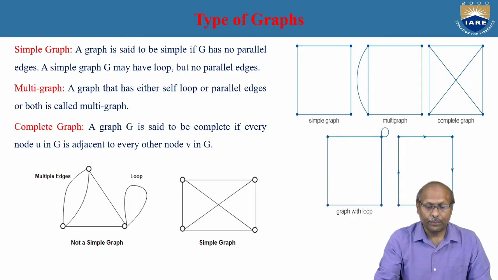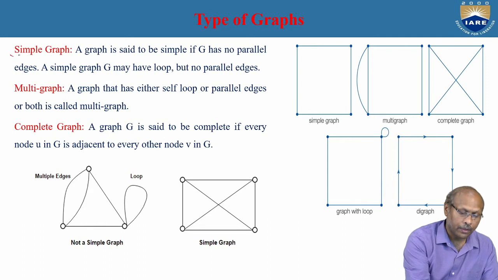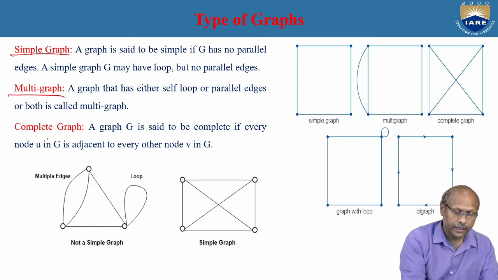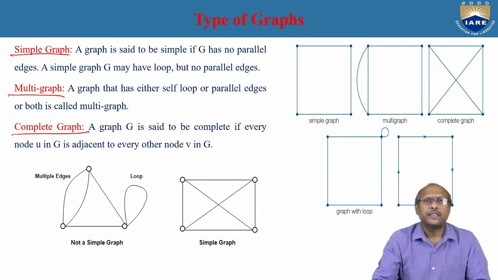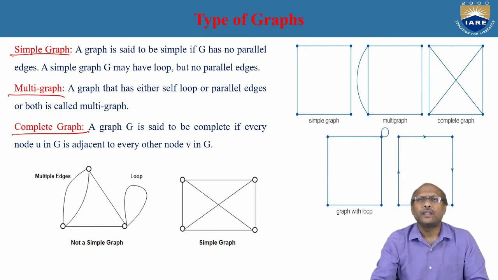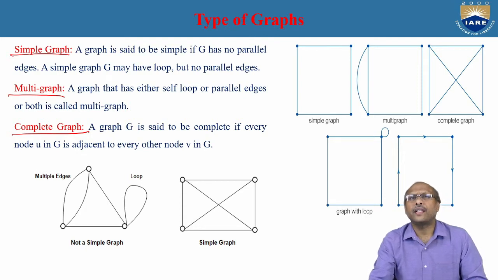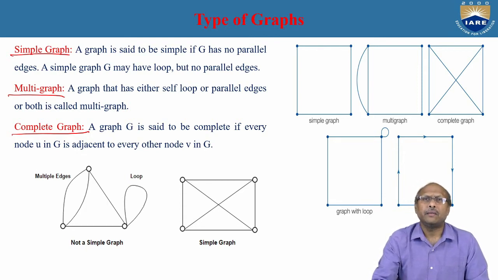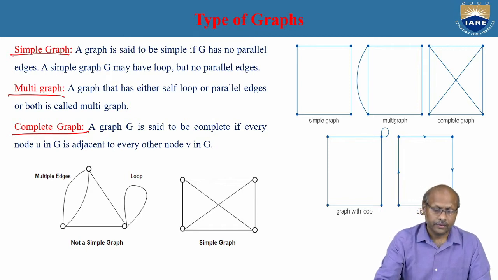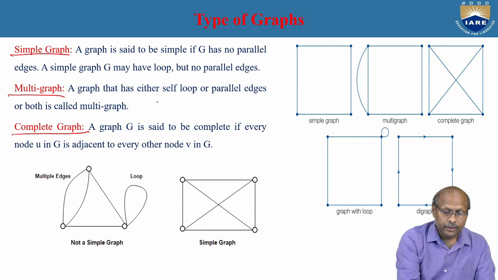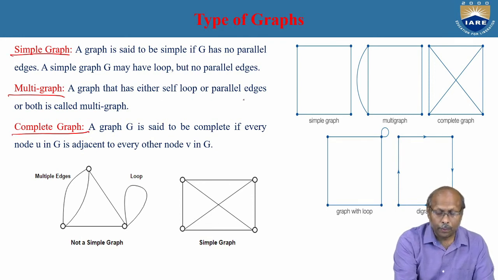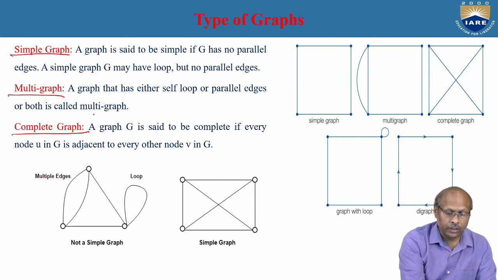And there are different types of graph. First one is simple graph. Next is multi-graph. Next is complete graph. A graph is said to be a simple graph if G has no parallel edges. A simple graph G may have loop but no parallel edges. If there is no loop and no parallel edges, then that is simple graph. A graph that has self loop or parallel edges, or both, is called multi-graph.